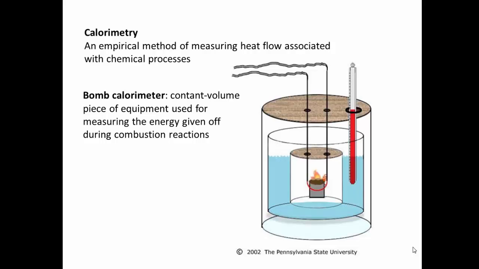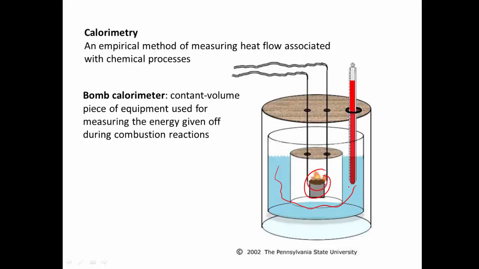The first type of calorimeter is a bomb calorimeter. It's constant volume, and you have a vessel on the inside where a reaction occurs. Oftentimes this is a combustion reaction, which is why we have the fire here. That's happening, and it's surrounded by water. When we have a combustion reaction, which is exothermic, it heats up the water, and the temperature of the water goes up. We know how much energy it takes to heat up that specific amount of water, so we know how much energy is given off by the reaction.